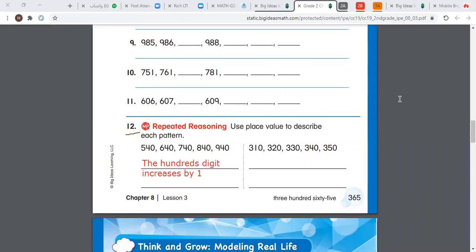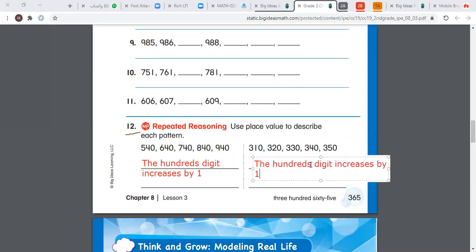I'm fine. Tamim, here we have 300, then 310, 320, 330, 340, 350. What's the pattern? Describe this pattern. Like this. Can you see here the hundreds digit increases by 1? What about this? Do we increase one in the hundreds place, or tens place, or ones place? Tens place. Tens place, that's right.